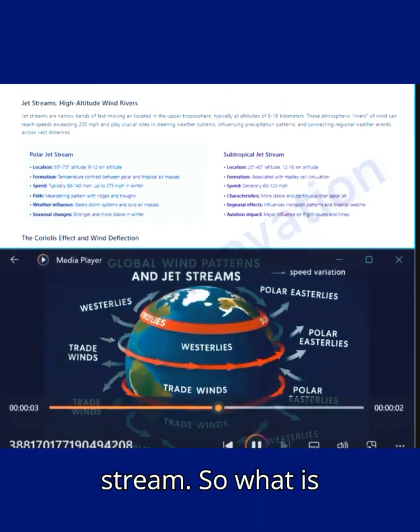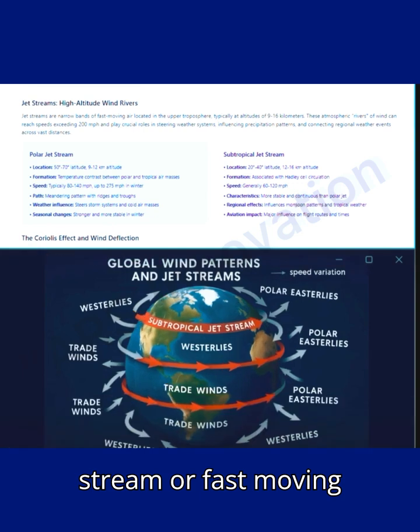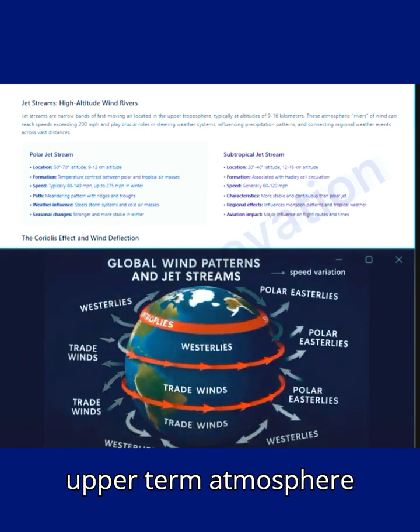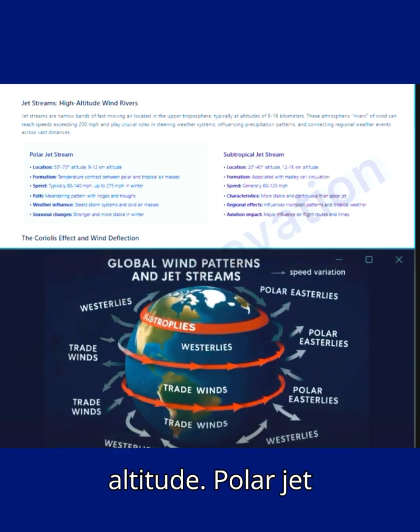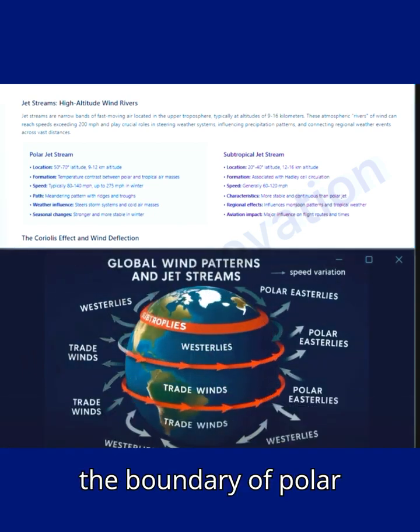Jet stream, high latitude wind reverse. This is the polar jet stream and the subtropical jet stream. So what is a jet stream? A jet stream is a fast moving ribbon of air high in the upper atmosphere. It will be around 9 to 16 kilometers in altitude.